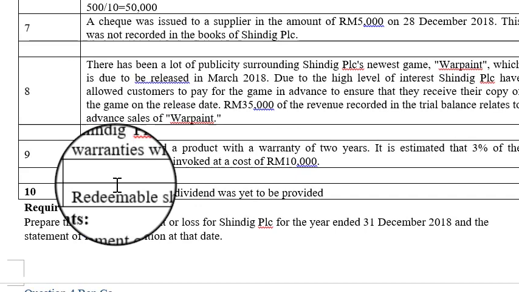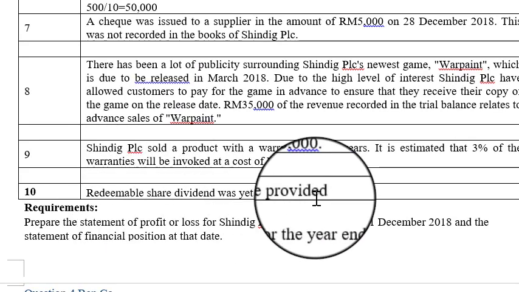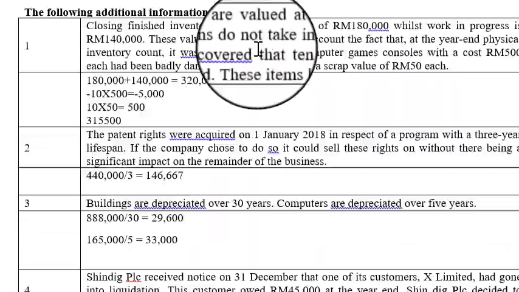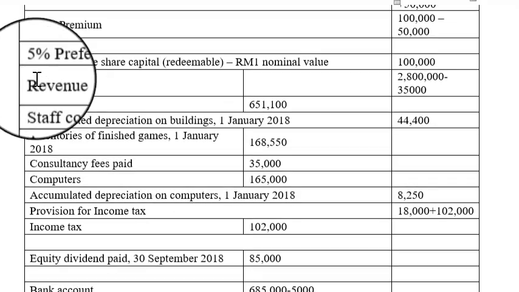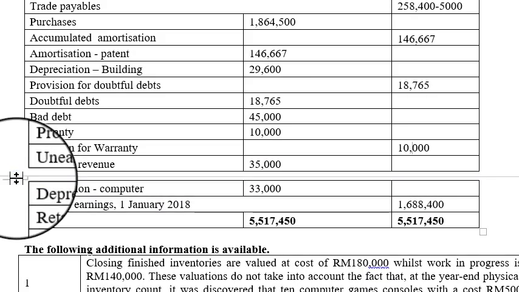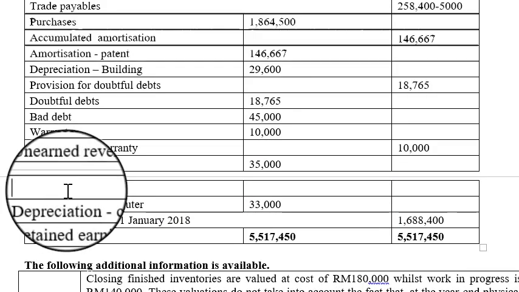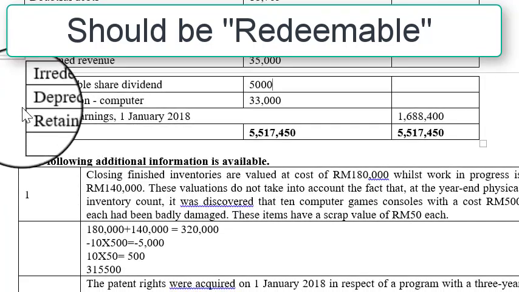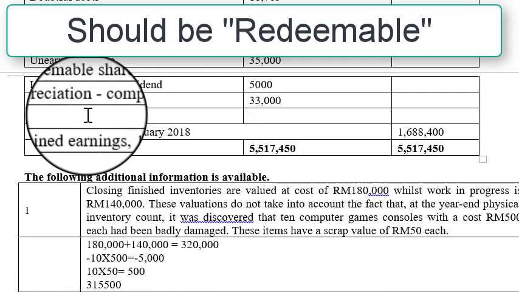Okay. The last one, redeemable share dividend was yet to be provided. So redeemable share dividend, look at this, is 5% times 100,000, so it's 5,000. So you're going to have a dividend here of 5,000. Since you didn't pay, so it's your accrued. Then you have a dividend payable.